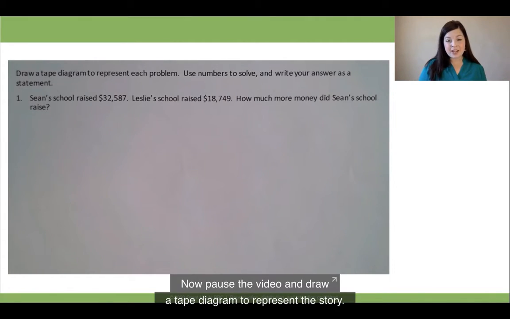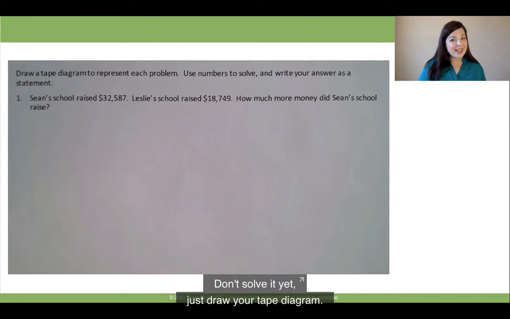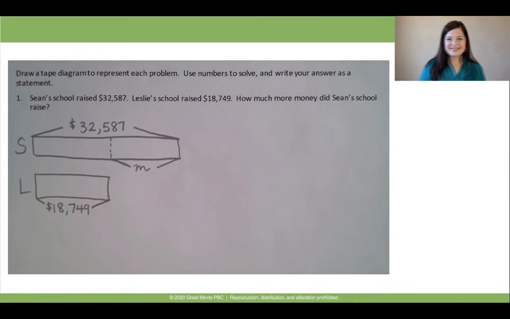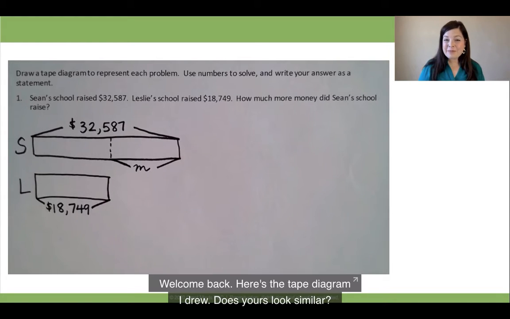Now pause the video and draw a tape diagram to represent the story. Remember to use labels and label the unknown using a variable. Don't solve it yet, just draw your tape diagram. And when you get back, we'll compare. Welcome back. Here's the tape diagram I drew. Does yours look similar?